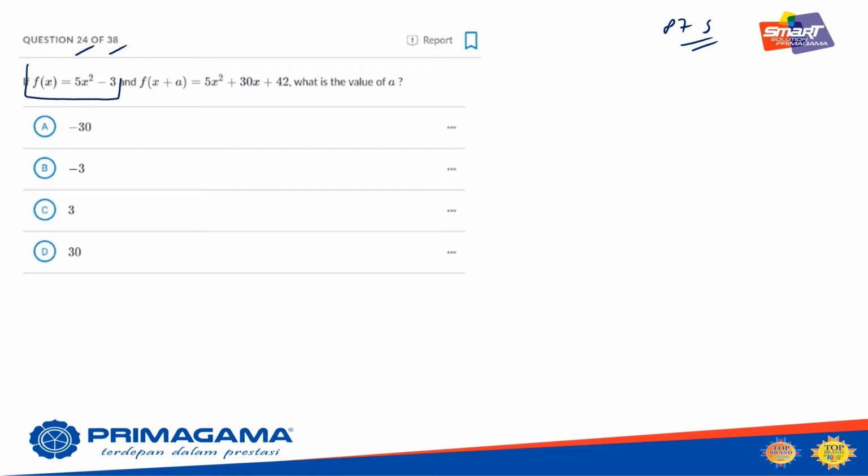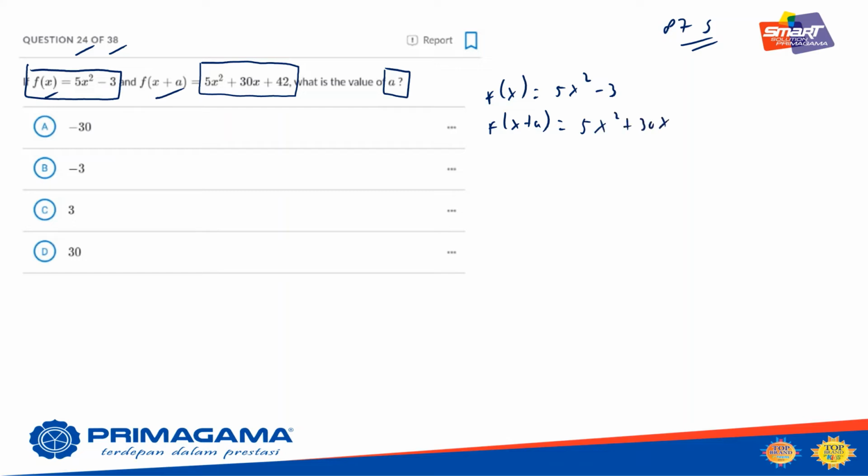Here we are given a function and also what the function looks like if we change x with x plus a. The question asks for the value of a. So let's try to solve this the normal way. Rewrite the question first and also what the function looks like if changed into x plus a. So to do this, we just have to substitute x plus a into x, and hence we will get 5(x plus a) squared minus 3 has to be equal to 5x squared plus 30x plus 42.